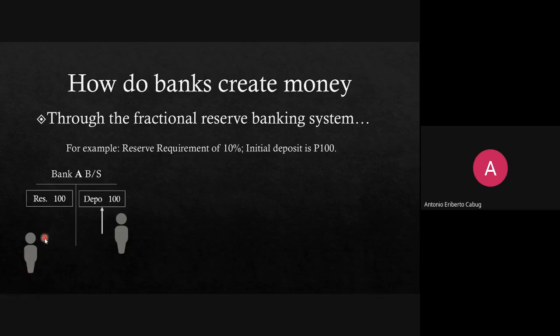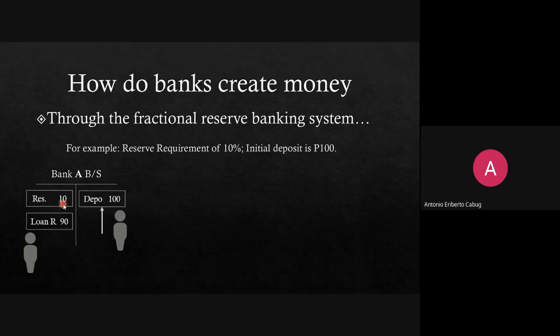Miss Bautista comes in. So Miss Bautista is going to borrow from the bank. The maximum amount that Miss Bautista can borrow would be 100 minus 10%. It will only be 90. So debit, loans receivable 90, then credit the cash, or reserves, 90. So yung naiwan na reserves, 10 na lang. So Miss Bautista can borrow from Bank A a maximum amount of 90.